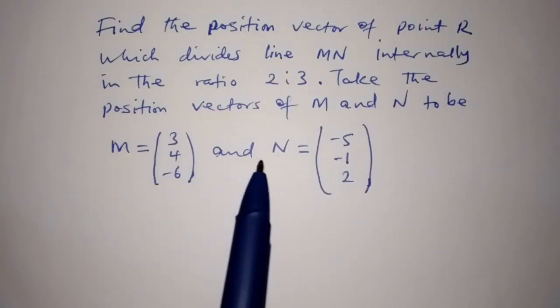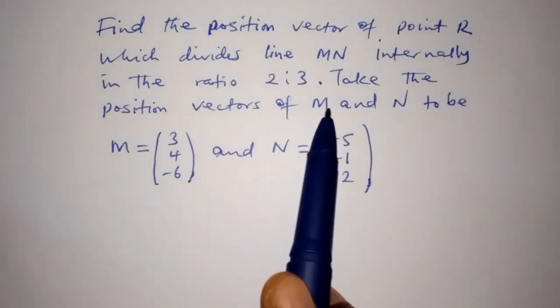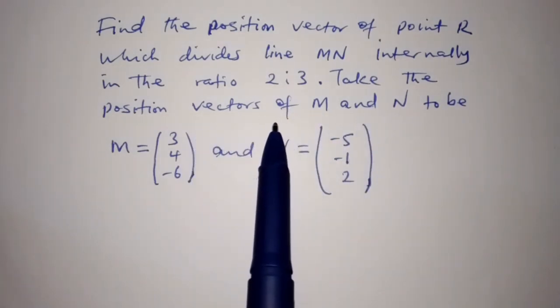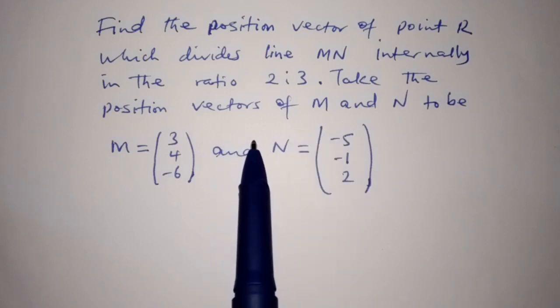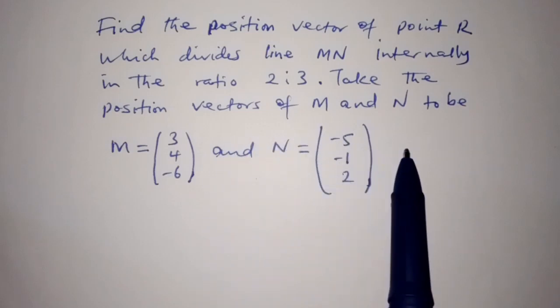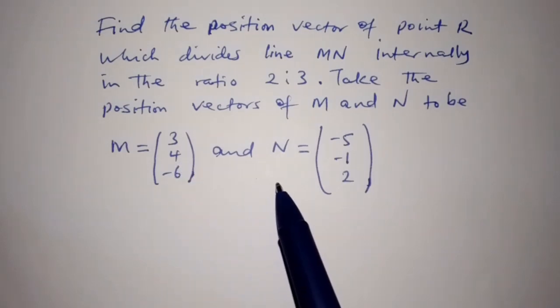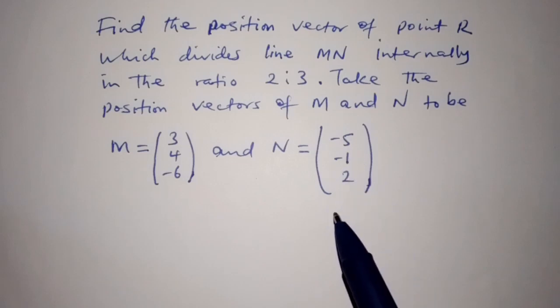Find the position vector of point R, which divides line MN internally in the ratio 2 to 3. Take the position vectors of M and N to be M = (3, 4, -6) and N = (-5, -1, 2).